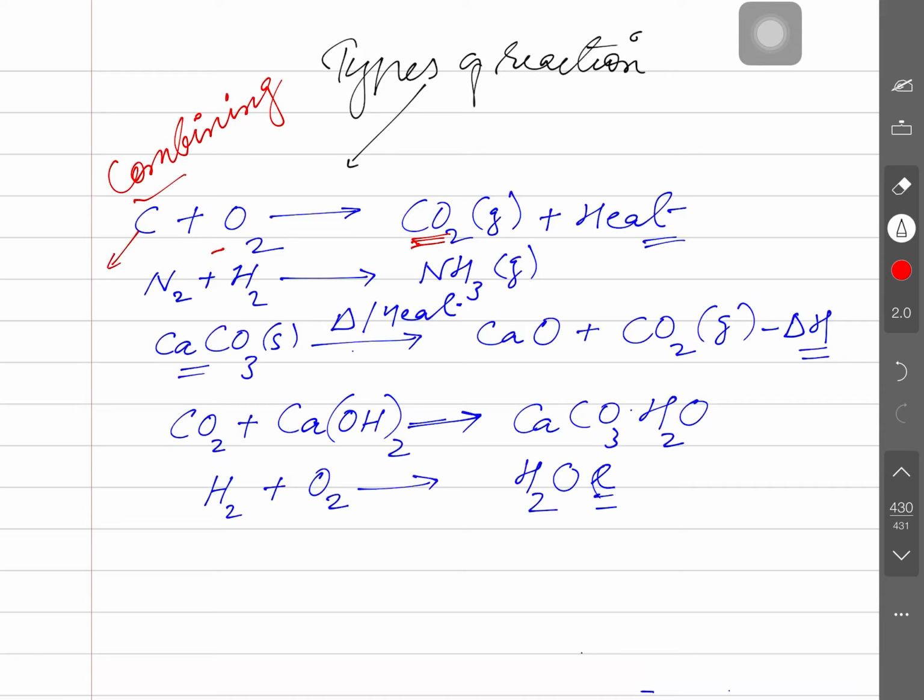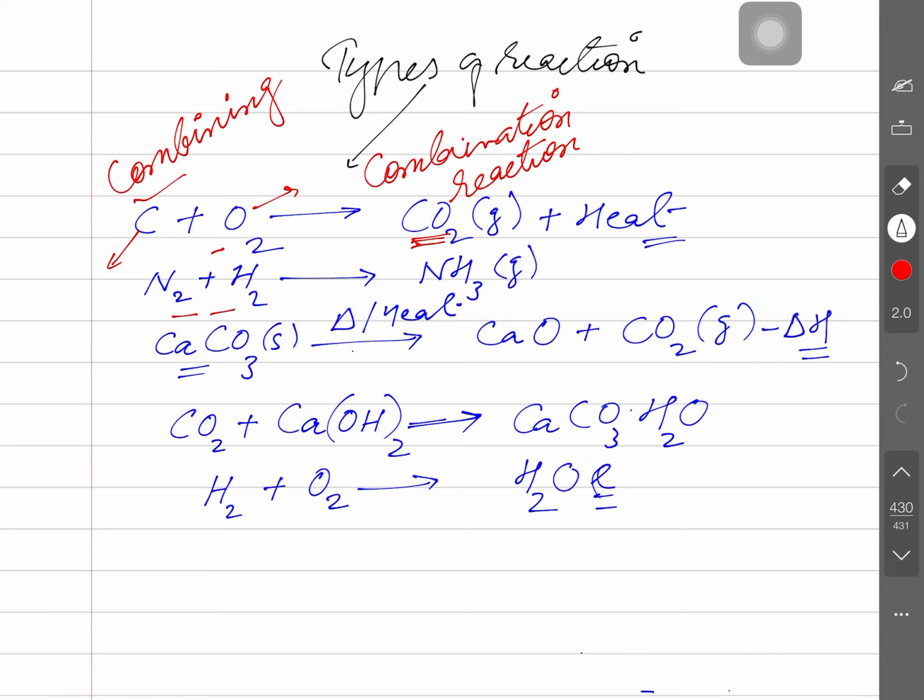Carbon is a simpler substance, oxygen is a simpler substance. They are combining to form a slightly more complex substance, called carbon dioxide. So these reactions can be classified as a combination reaction. This is called a combination reaction. Is that clear?